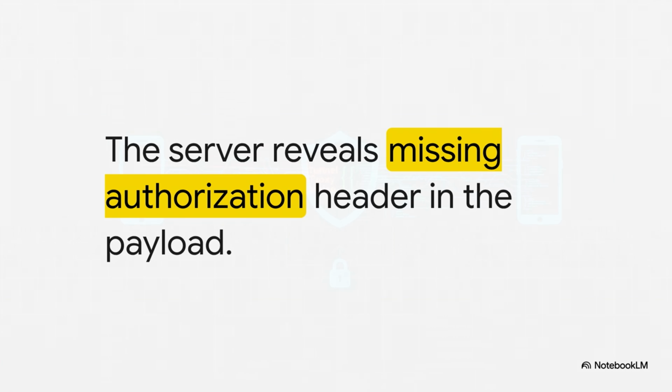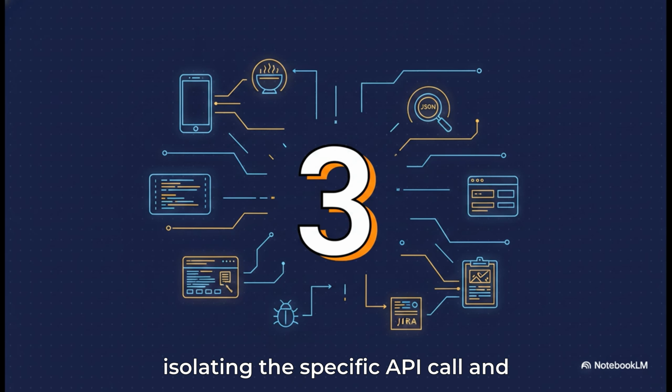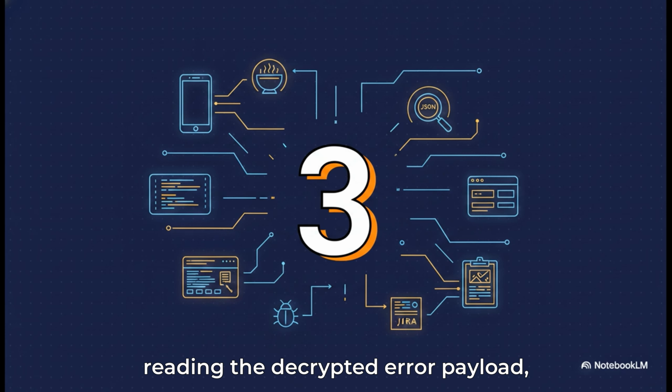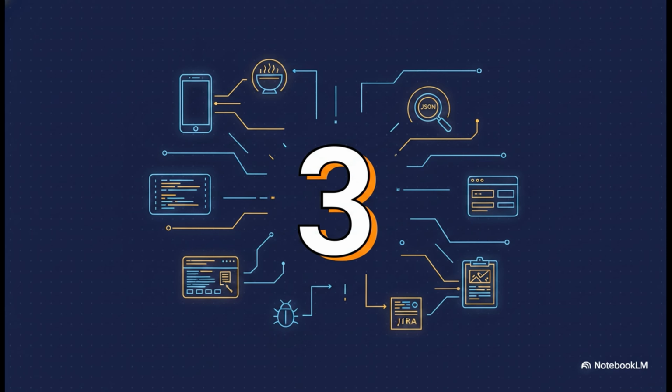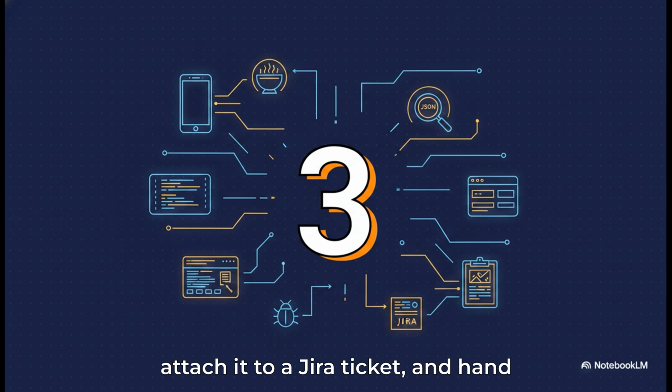Boom, mystery solved. By using Charles Proxy to intercept that mobile traffic, isolating the specific API call, and reading the decrypted error payload, finding the definitive root cause of an incredibly vague error took us less than 3 minutes. Seriously, under 3 minutes. You can now just snap a screenshot of that exact payload, attach it to a Jira ticket, and hand the developer the undeniable evidence they need to fix it.